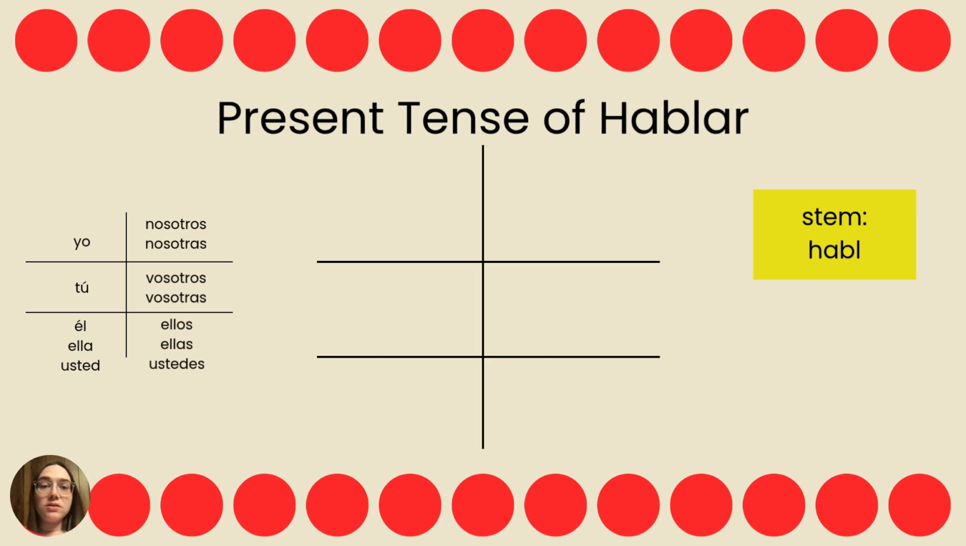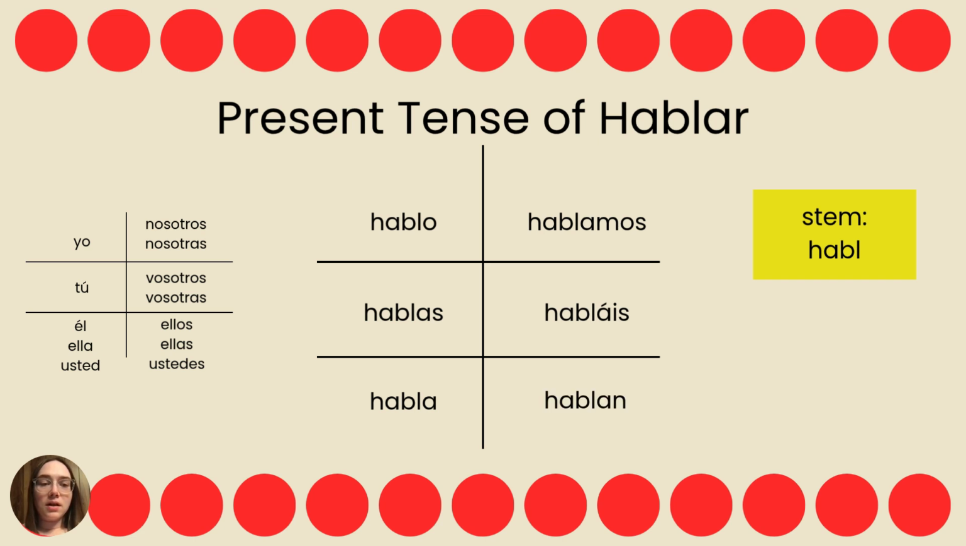Okay, so let's do hablar. The H doesn't make a sound in Spanish, so it's hablar. So our stem is habl. Yo hablo, tú hablas, él habla, ella habla, usted habla. Nosotros hablamos, nosotras hablamos. Vosotros habláis. Ellos hablan, ellas hablan, ustedes hablan.